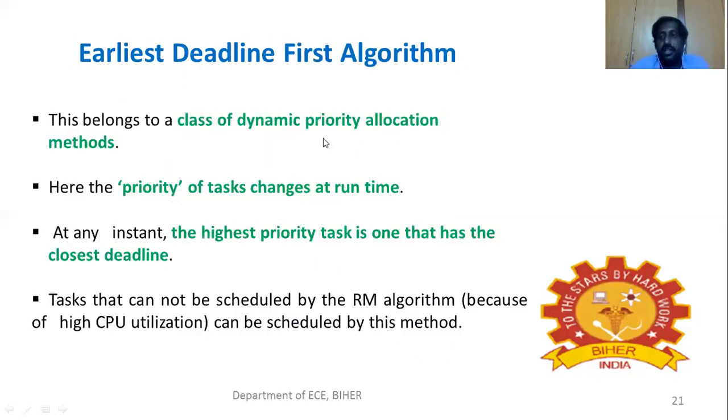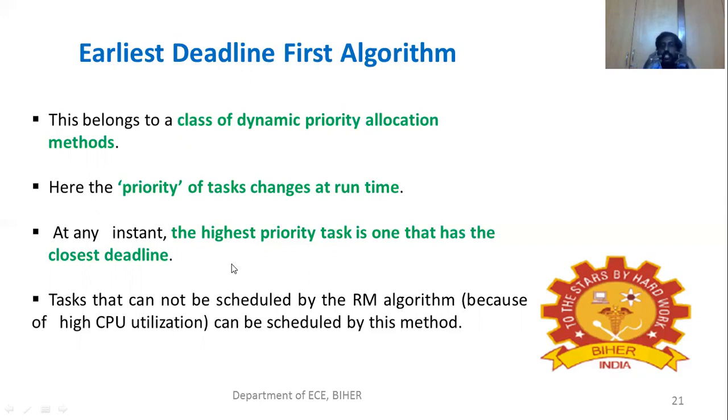Earliest deadline first algorithm is the other category. It also belongs to the class of dynamic priority allocation methods. Priority of tasks can change at runtime itself. That is the reason this is known as dynamic priority. At any instance, the highest priority task is the one that has the closest deadline. So we are deciding the highest priority task based on the closest deadline only.